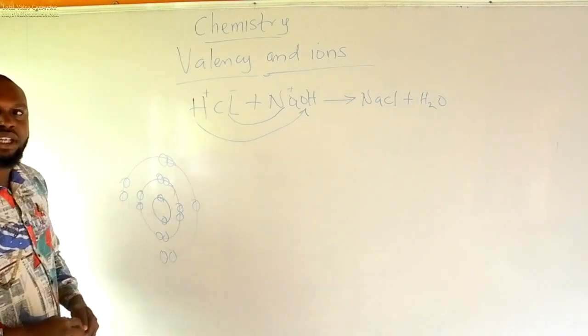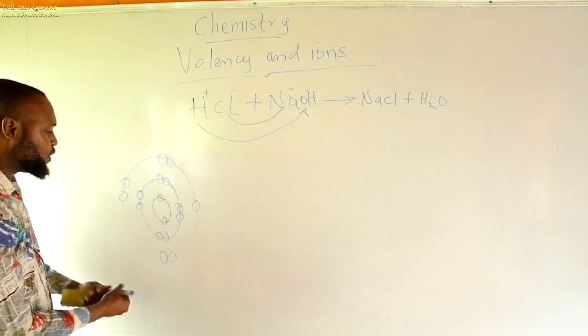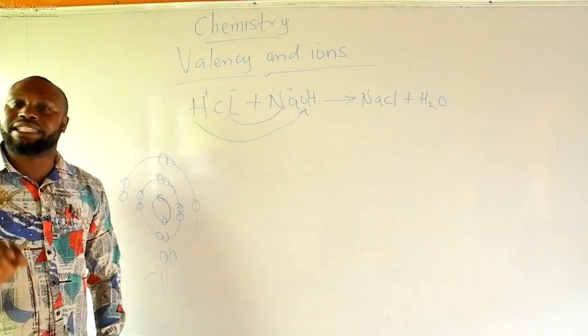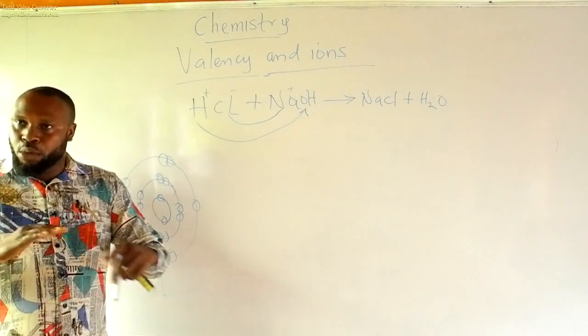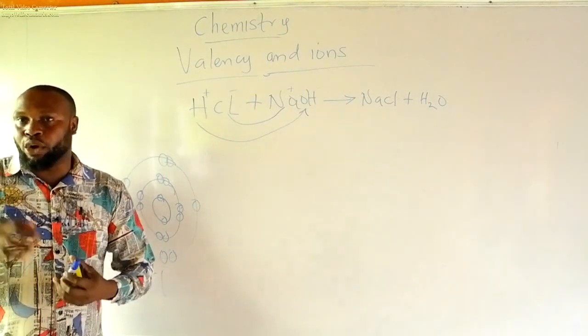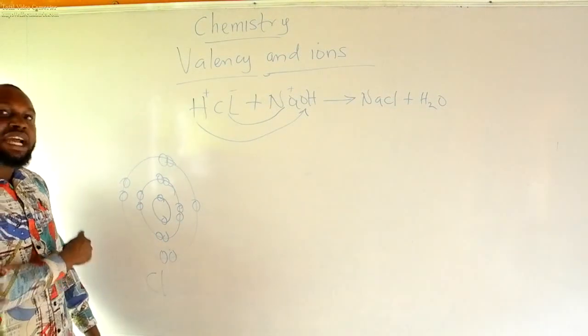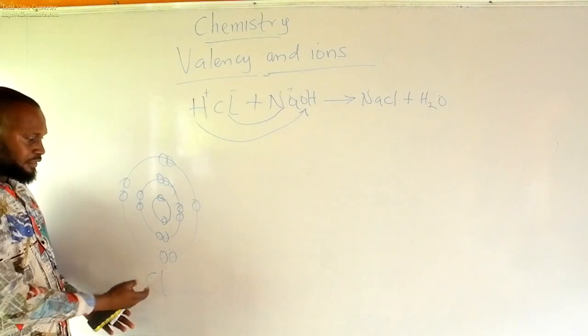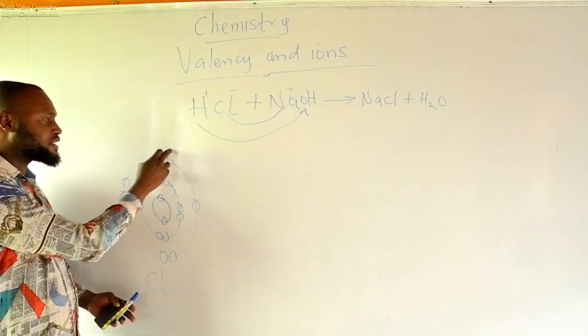The next one is going to be 7. Now looking at this is the chlorine atom. Now looking at this, I told you that elements want to achieve a stable condition, which is called octet configuration. They want to be complete. Now if you count the number of electrons we have on the outermost shell, it is 7. 1, 2, 3, 4, 5, 6, 7.